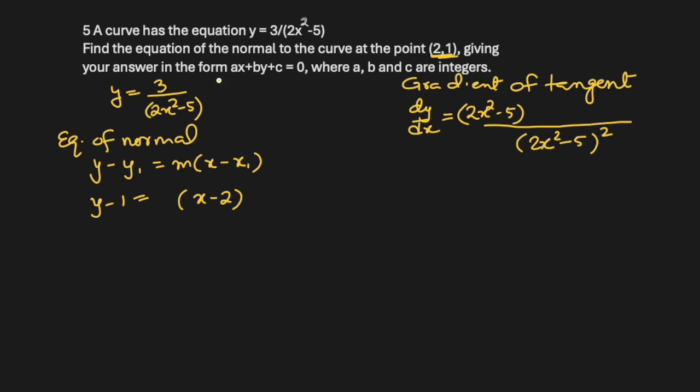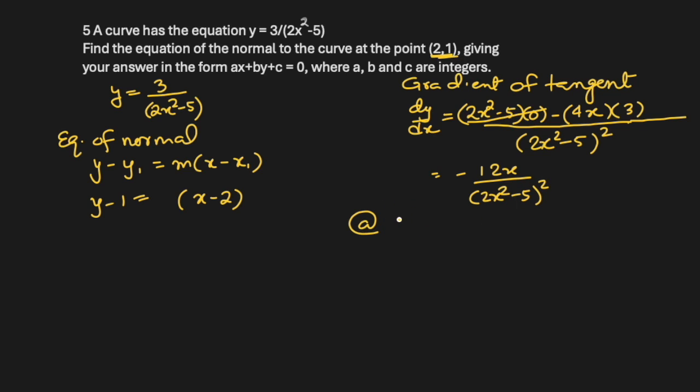The differentiation of 3 is 0. That means this whole thing is useless. Minus. Differentiate the denominator now, so differentiation will be 4x, because 2 will come and multiply with 2, 4x, and differentiation of minus 5 is 0. Multiplied by the numerator, which is 3. So it comes out to be minus 12x over 2x square minus 5 square.